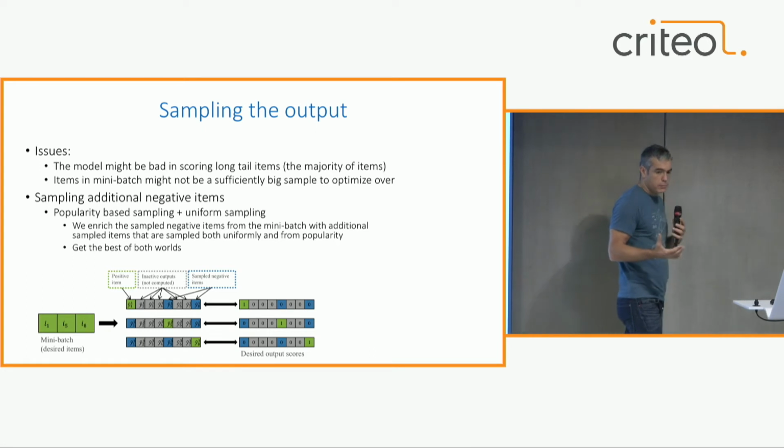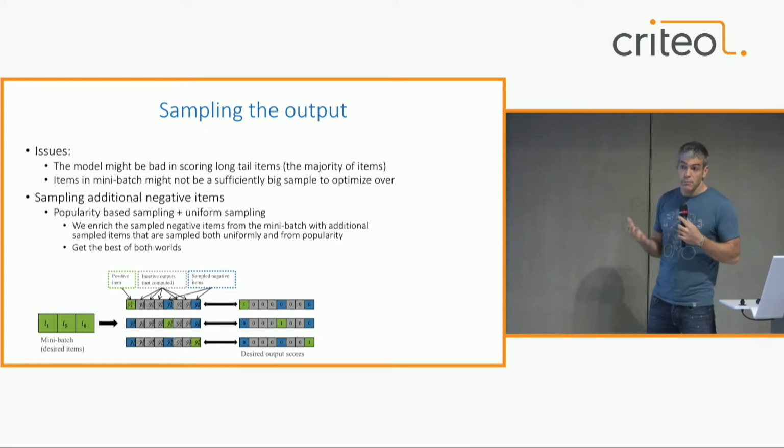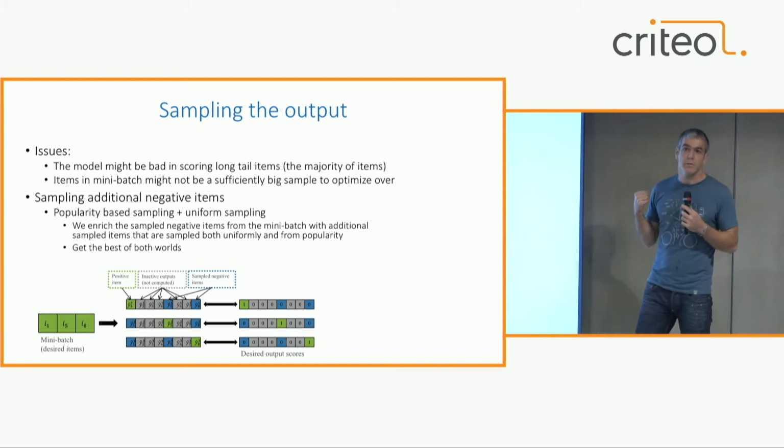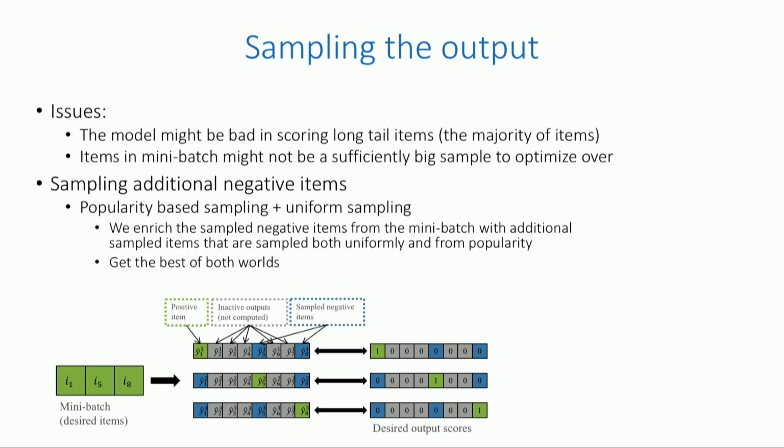So one fast way to fix that is to sample additional negative items, just uniformly, right? So you still sample your data distribution, but you add to this data distribution uniformly sampled items from the data. And it turns out that this was a big help, right? So essentially you get the best of both worlds in some sense.